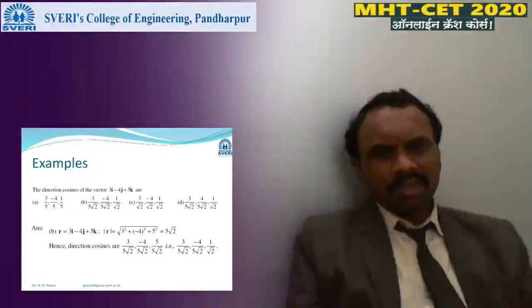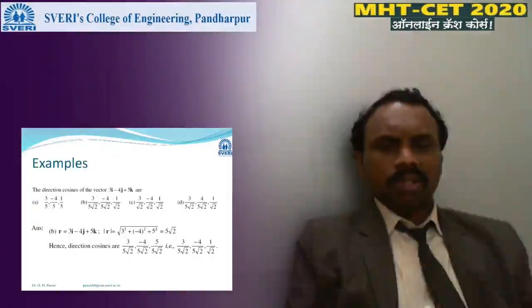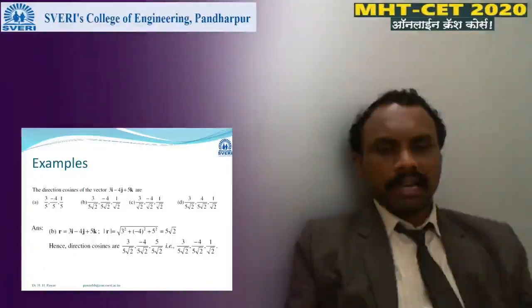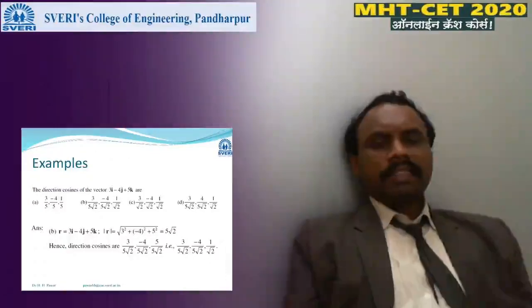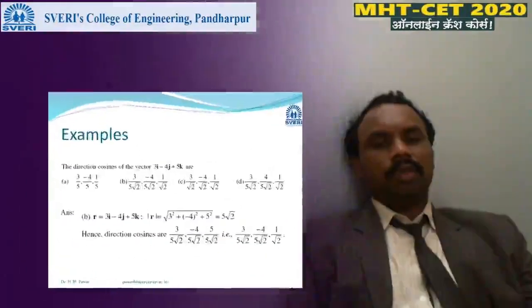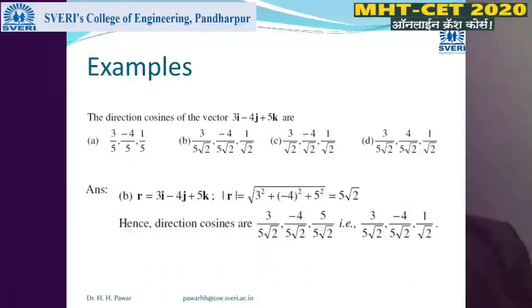Now we'll see examples on direction cosines. The direction cosines of the vector 3i minus 4j plus 5k are. Now for finding direction cosines, first note the given vector as r bar is equal to 3i minus 4j plus 5k. It gives us modulus of r is equal to square root of 3 square plus minus 4 square plus 5 square, that is square root of 9 plus 16 plus 25, which gives us 5 into root 2.